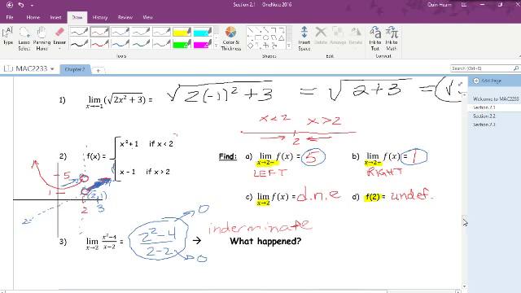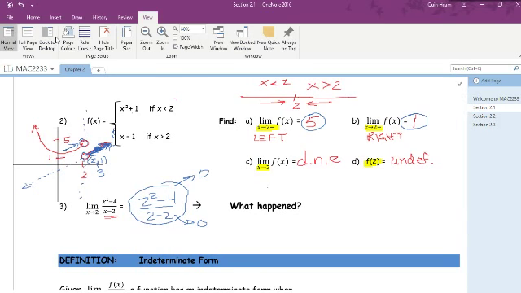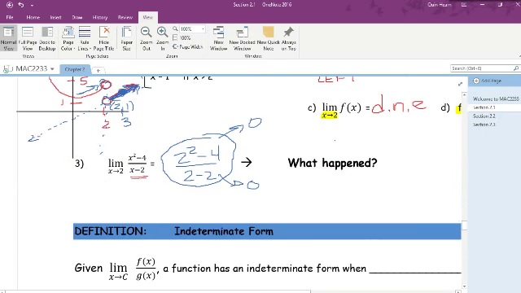So when we encounter a situation like this, particularly with a rational function, remember rational just means fraction, where when we plug in, we get 0 in the denominator, then what we can do is see if we can simplify the expression. So how do we simplify a rational expression like that one? x squared minus 4 over x minus 2. Let's zoom in a little bit here. Anyone have any suggestions on how we could simplify x squared minus 4 over x minus 2?